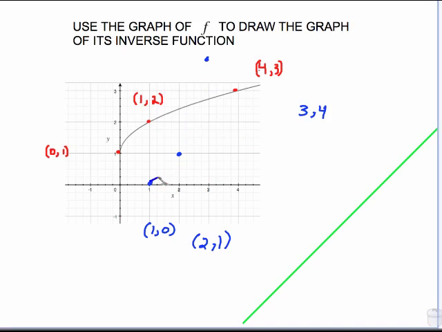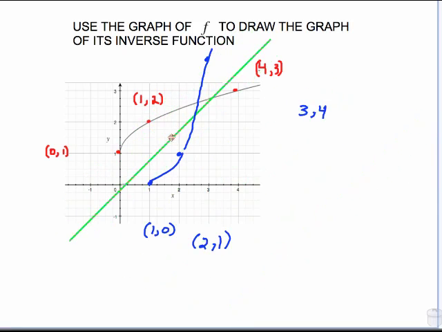Now I'll try to draw this as a curve. It's just hard to do with this tool. One way to check that is to take this line y equals x, which is our line that goes right through the middle there, and visually inspect, does it look like if I folded on that green line, this would land on this? And the answer is yes. So we have drawn the inverse function.